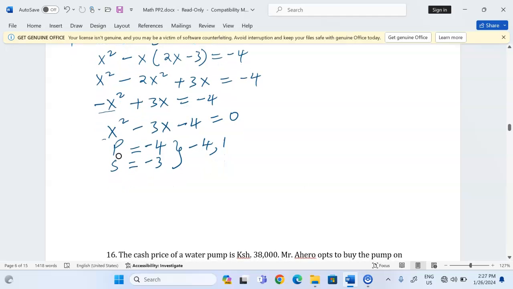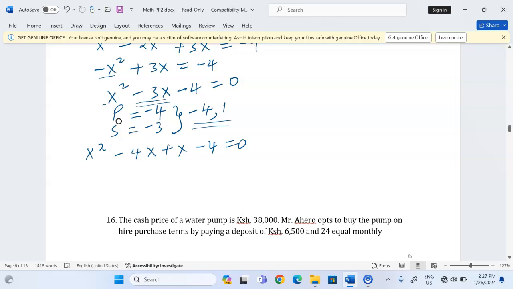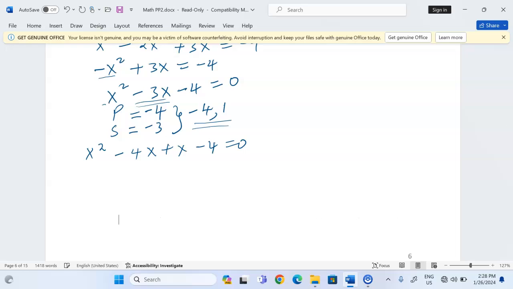So now we can write x squared minus 4x plus x minus 4 equals 0. What we've done there is the negative 3x now can be substituted by these two terms, negative 4x and a positive x. And that is what has been done. So now, at this point, we can talk about factorization. Now, in every two terms, we factorize what is common.